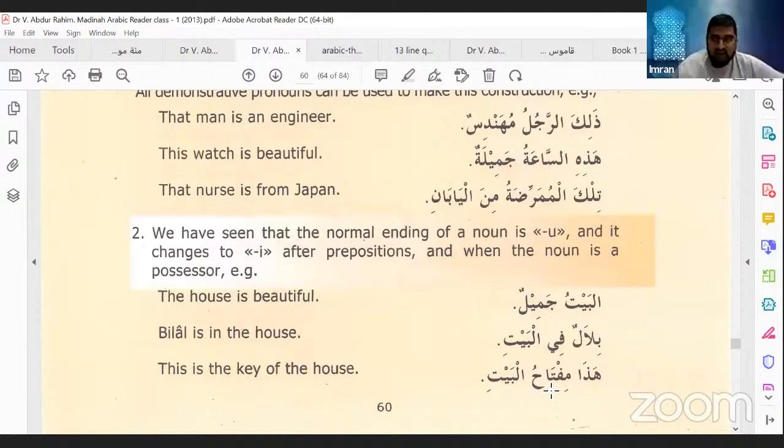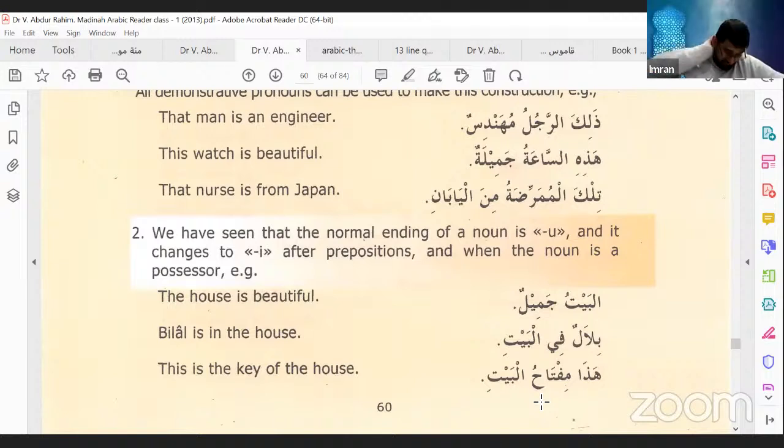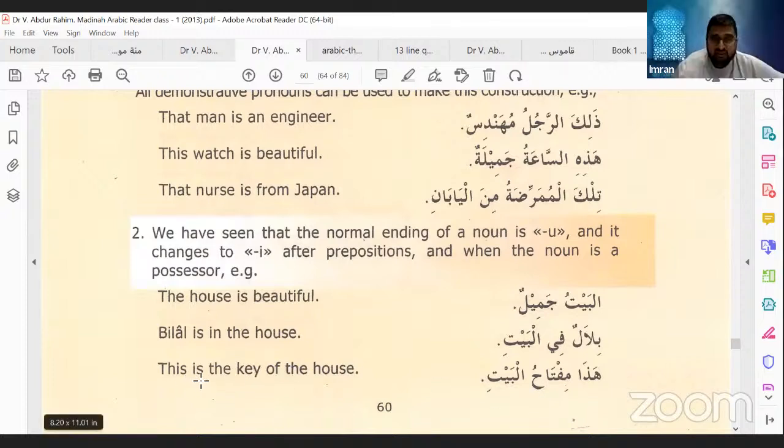No. It is the khabar, but first of all, it's mudaf ilayhi. Miftahul bayti, the key of the house. Okay, miftahul bayti is the key of the house, and "the" is inserted before "key of the house." So key of the house is coming as the khabar. So these are the three types of khabar you can have in the Arabic language.